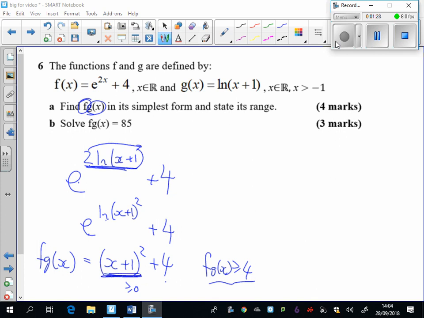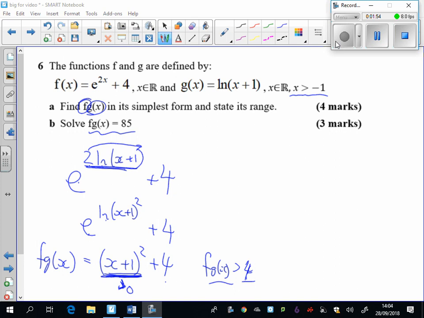And normally I'd be perfectly fine with that, but I just spotted this. Look, we can't put a minus 1 in. We can only put anything bigger than minus 1, so I'm actually going to lose my or equal to there. So it's just going to be greater than 4, because that's going to have to be greater than 0 there.